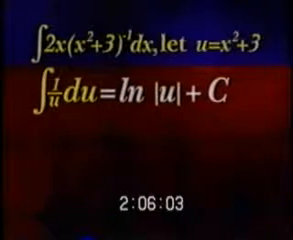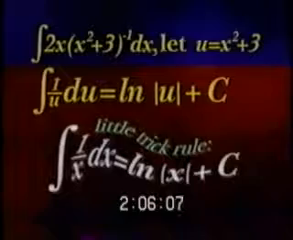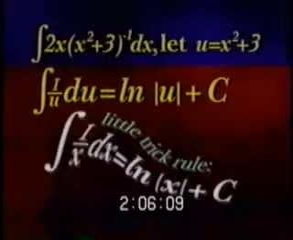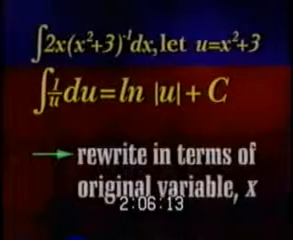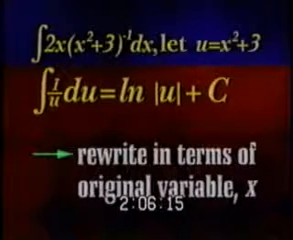What to do here? Well, we'll just pull a little trick right out of thin air. Integrating this, we get the natural log of the absolute value of u. Remember that old rule? The integral of 1 over x equals the natural log of the absolute value of x plus c. Finally, we just need to rewrite our answer in terms of our original variable x.